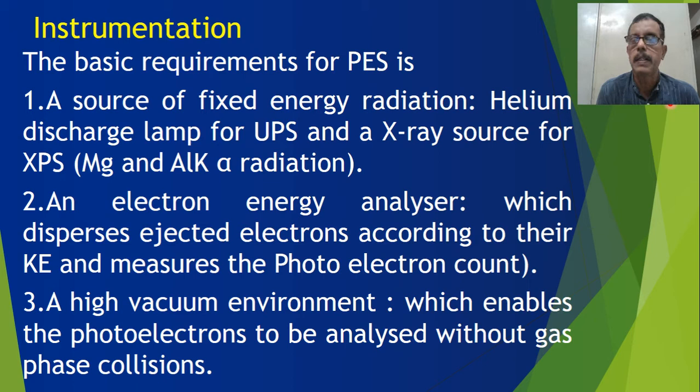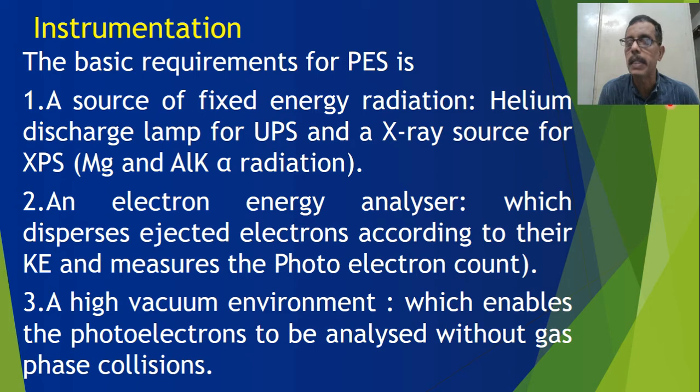Instrumentation. A photoelectron spectrometer requires first a source of energy radiation. As I told, there are two types of source. One is a UV source. Usually a helium discharge tube is used as a UV source, or an X-ray source. And the X-ray source is a magnesium or aluminum alloy, which emits K-alpha radiation. The second part is the electron energy analyzer, which will disperse the electrons according to their kinetic energy or binding energy and take their count.